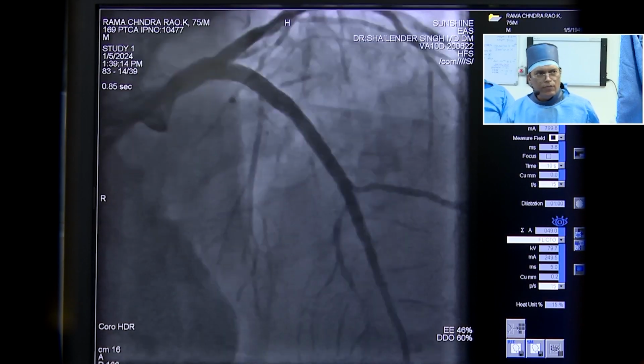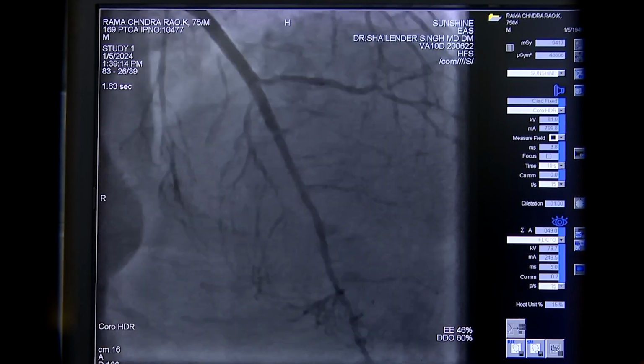I think this is a wonderful case. Thank you all of you for joining. We wanted to showcase the IVUS guided plaque modification of the LMCA using the DK crush stenting.